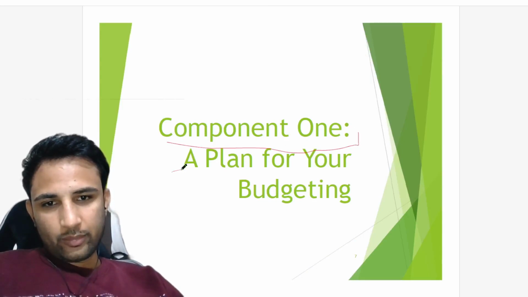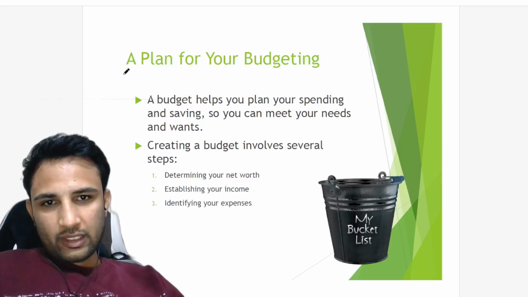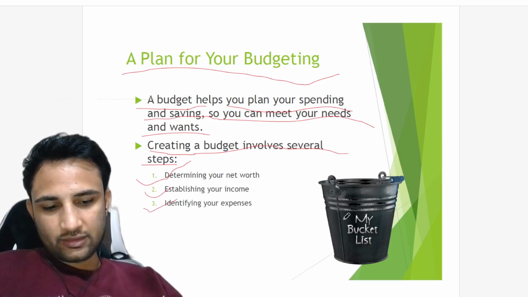Component 1. A plan for your budgeting. A plan for your budgeting starts with a budget, which helps you plan your spending and saving so you can meet your needs and wants. Creating a budget involves several steps. First one is determining your net worth, establishing your income, and identifying your expenses.